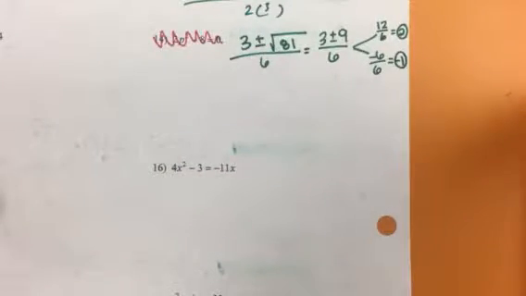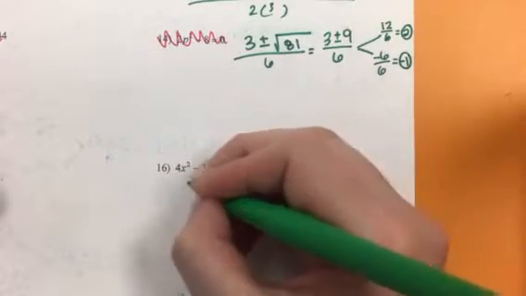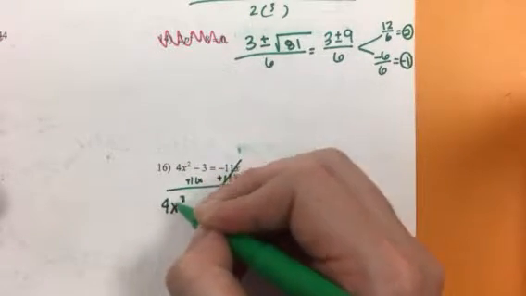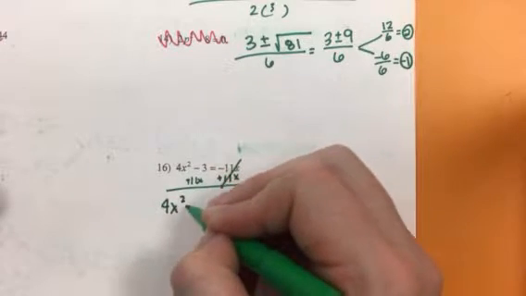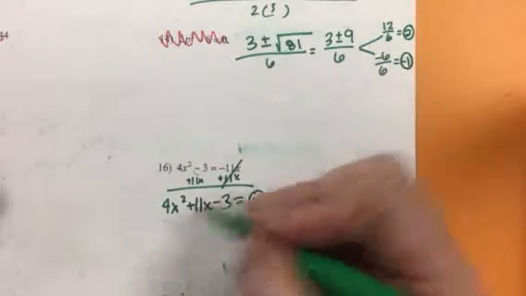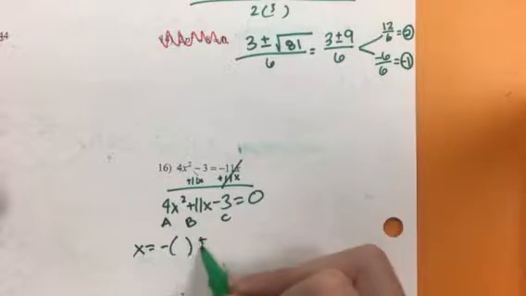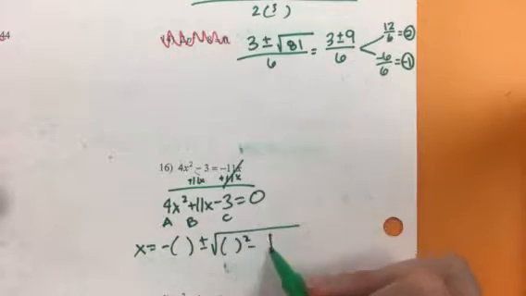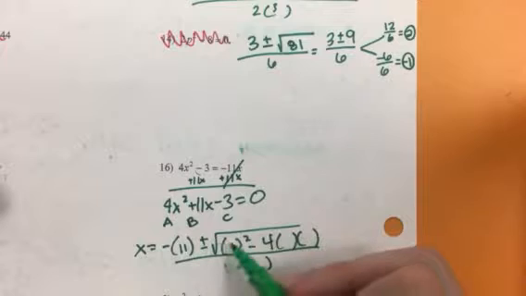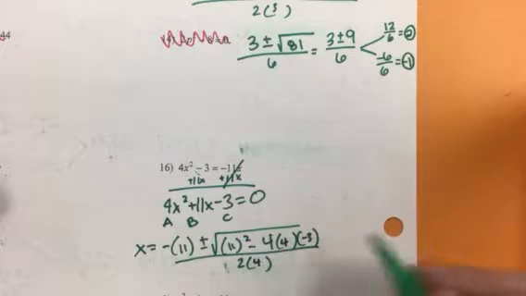On problem 16, this 11x needs to be over with my other two terms, so I'm going to add 11x to both sides. So I get 4x squared because the power is bigger, then the next will be plus 11x minus 3 equals, that's gone, so 0, A, B, C. B squared minus 4AC all over 2A. B goes first, A, C all over 2A.